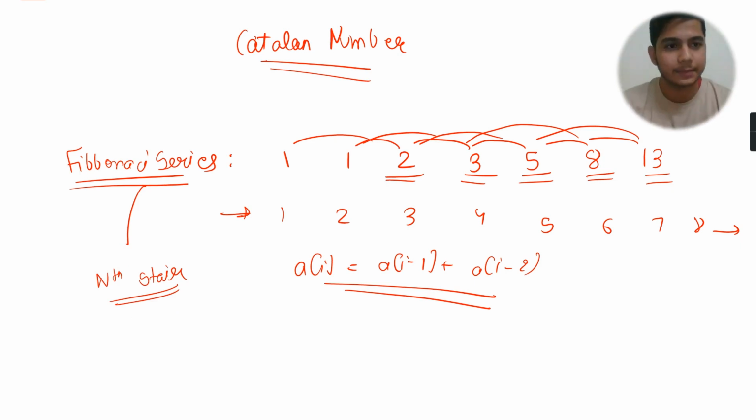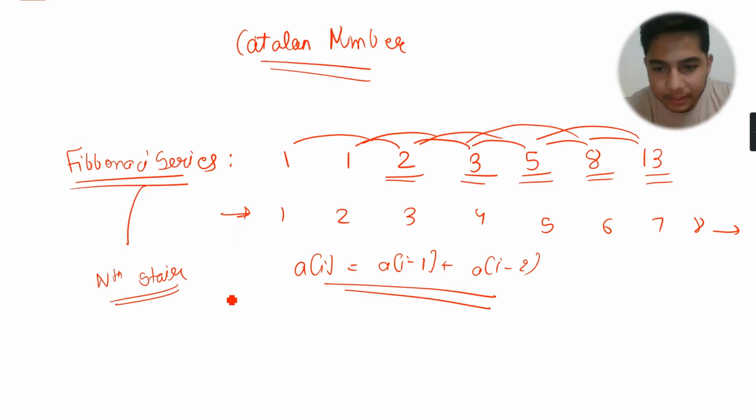In the Nth Stair problem, you have to go from 0 to the Nth stair, and there are only two options. Either you can take one step or you can take two steps. Suppose I'm at the Nth stair, so what are the two ways by which I can reach the Nth stair? Either I can take one step from n minus 1, so n minus 1 plus 1 will be n, or I can take two steps from n minus 2, so n minus 2 plus 2 is n. So these are the two ways.